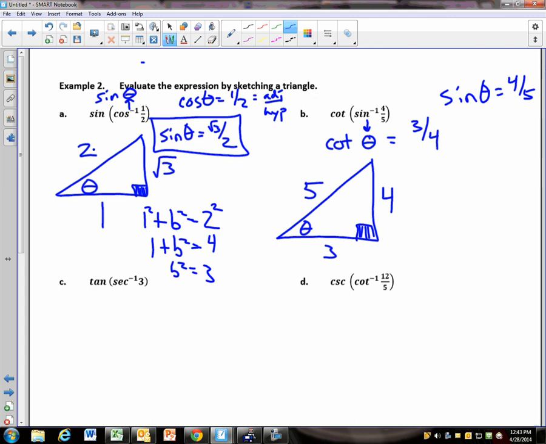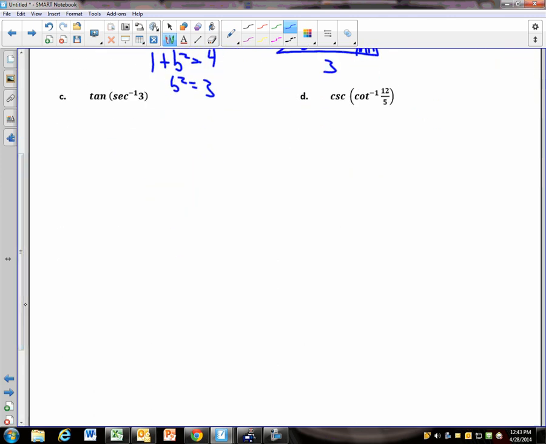Did I ever solve for theta? Did I need to solve for theta? No, I don't need it. I construct the triangle and I understand the ratios appropriately. Secant of theta is 3/1. That's what it means to do secant inverse of 3.